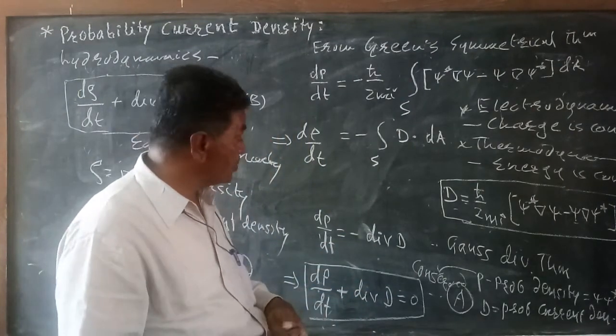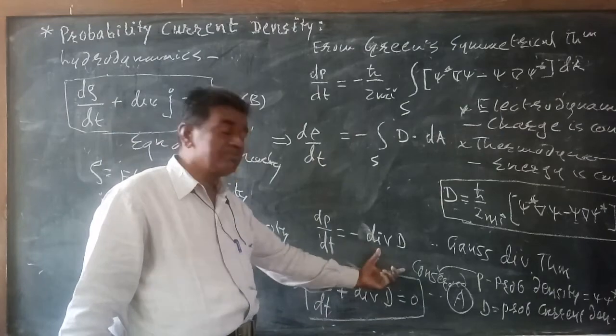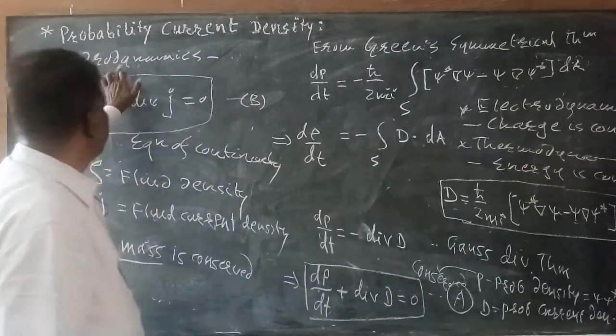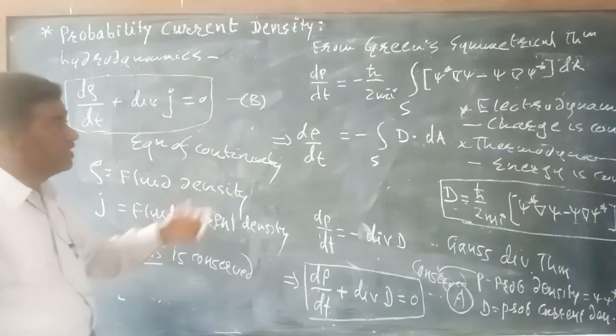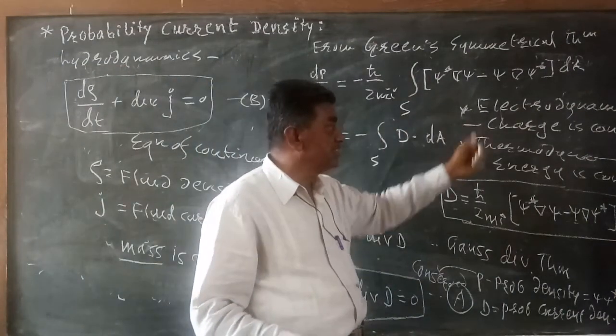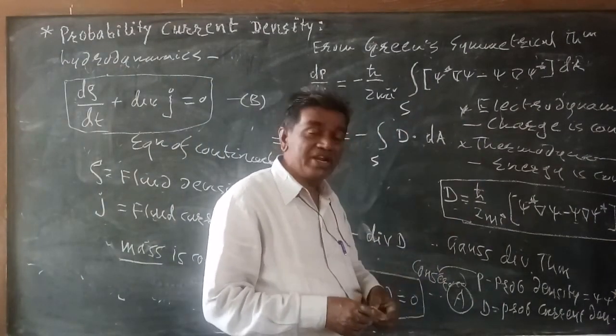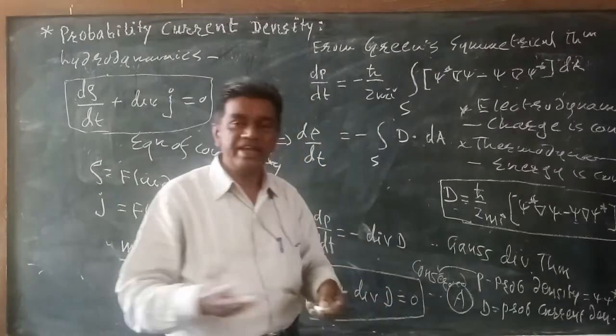So in every branch of physics, we see the equation of continuity in which some quantities are conserved. In quantum mechanics, the probability is conserved. In hydrodynamics, the mass is conserved. In electrodynamics, charge is conserved. In thermodynamics, the energy is conserved, and so on.